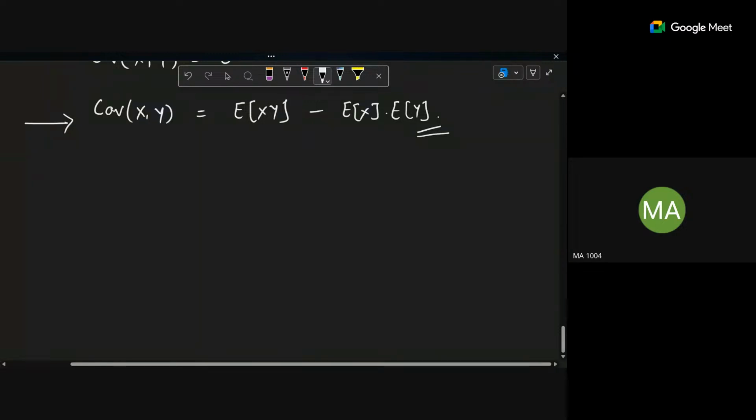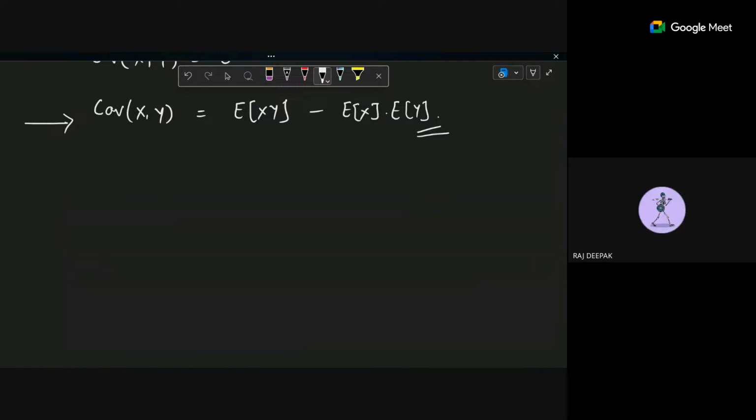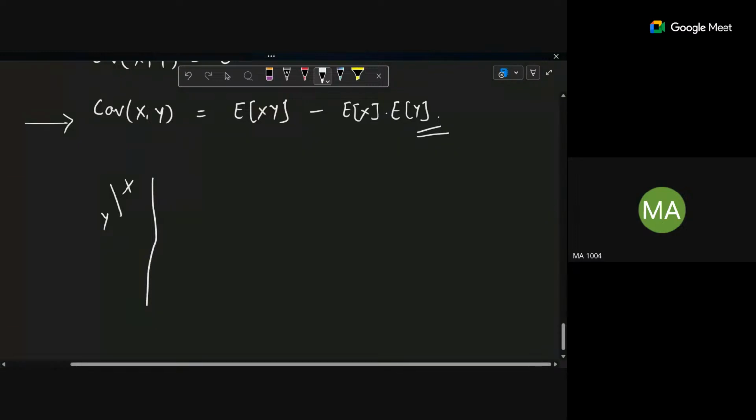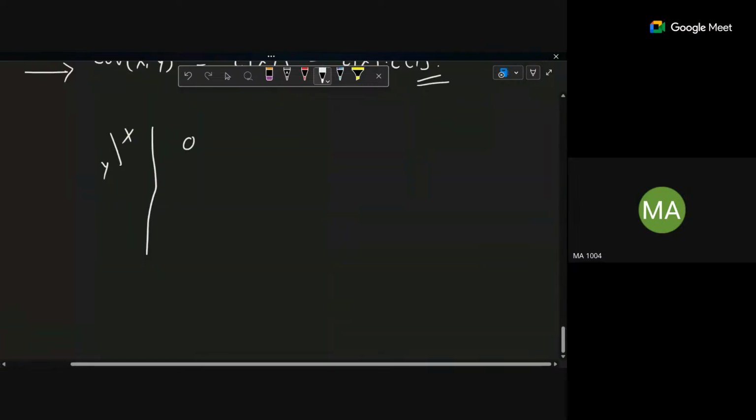Okay, this calculation. Does anyone have a doubt about this calculation? Yes, ma'am. Ma'am, can you just explain how to calculate expectation of xy? Okay. Let me just draw the table first so that we can discuss both things here. What are the values for x? 0 and 1.